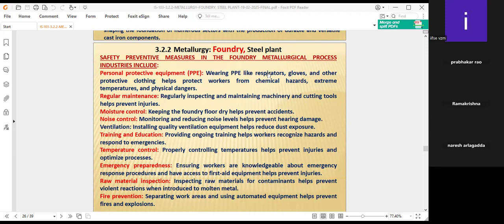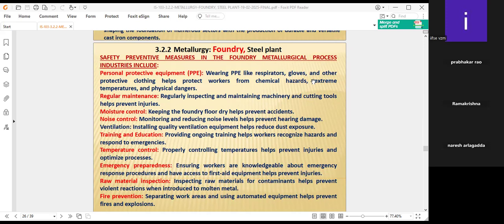Wearing PPE like respirators, gloves, and other protective clothing helps to protect workers from chemical hazards, extreme temperatures, and physical dangers also. PPE should be used keeping these hazards in mind, because PPE is not simply respirators, gloves, and other protective clothing; this is a very important area.